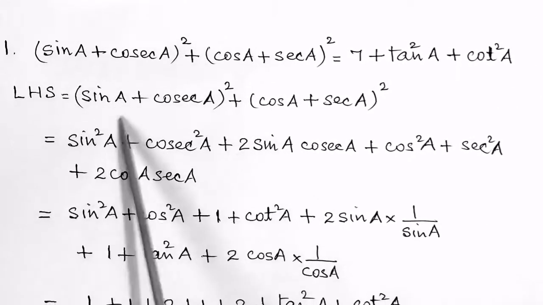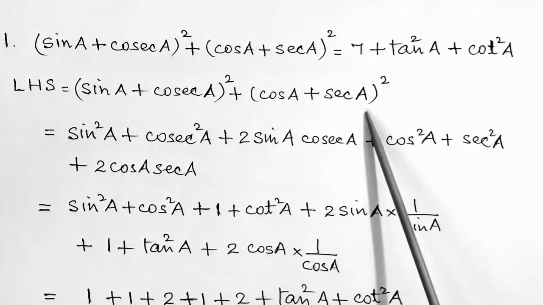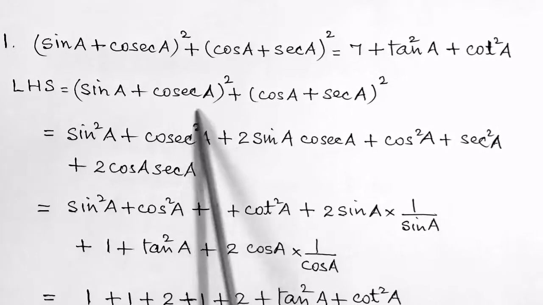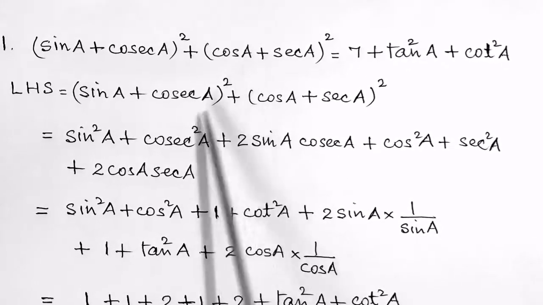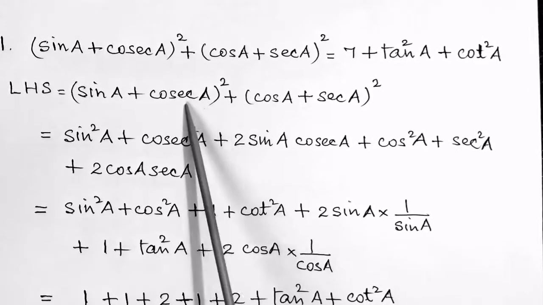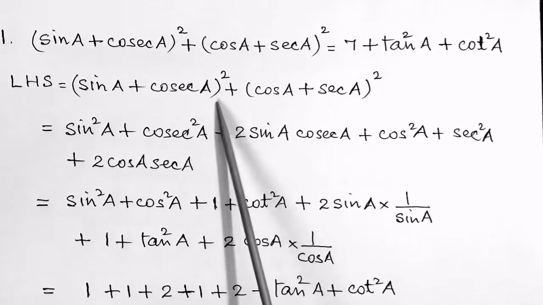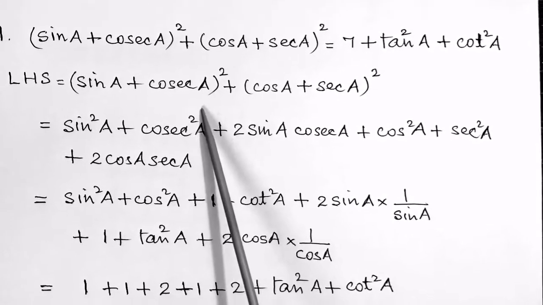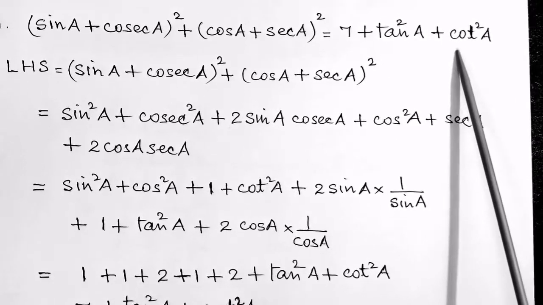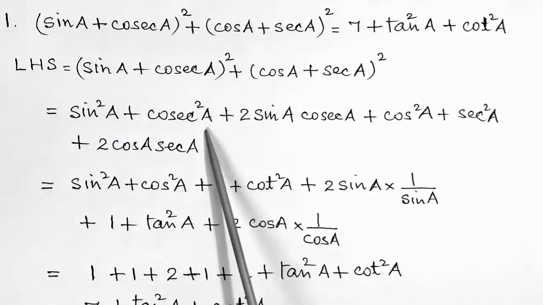So I start with the left hand side, (sin A + cosec A)² + (cos A + sec A)², right? Now see, yesterday I told you that we'll be changing cosecant into sin and secant into cos, but here I am not changing. See why? Because when you use the formula for the whole square, you'll have cosec² A, and cosec² A can be changed directly into 1 + cot² A. That's why I am not changing cosecant into 1 upon sin, right?